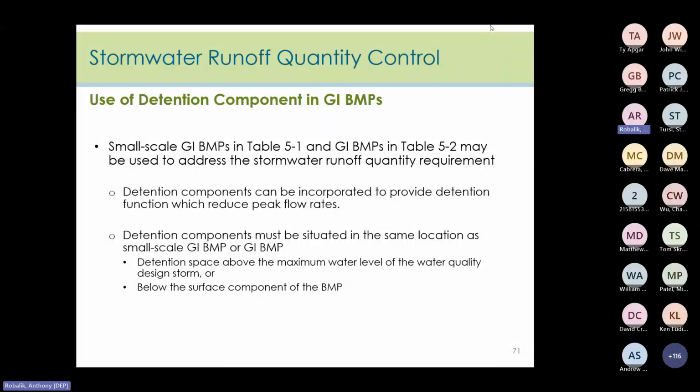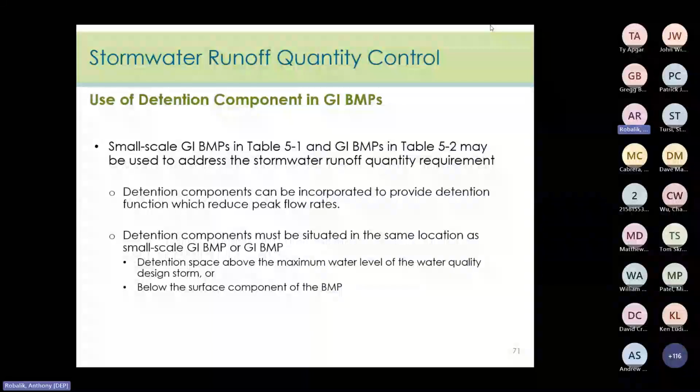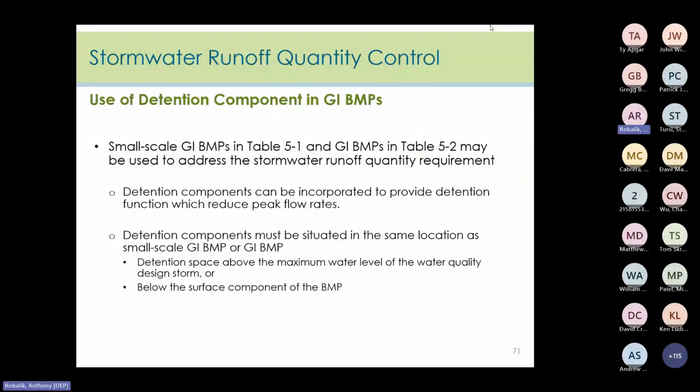Okay, for green infrastructure BMPs, the detention component can be the detention of storage volume above the surface of the water quality design storm. For example, a small-scale infiltration basin that is designed to have an outlet orifice at the maximum water level elevation for the water quality design storm can have additional outlets at higher elevations for attenuating runoff from the current and projected 2-year and 100-year design storms.